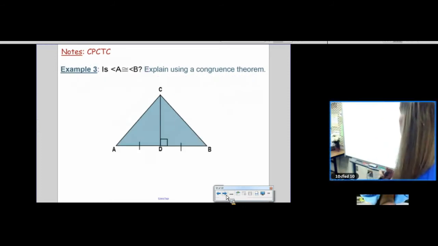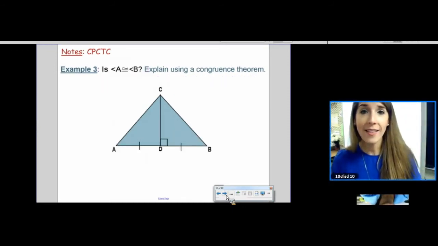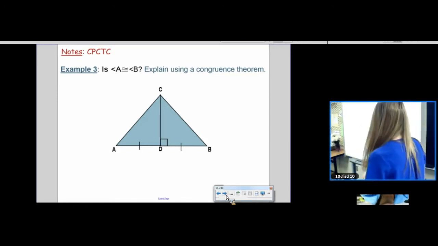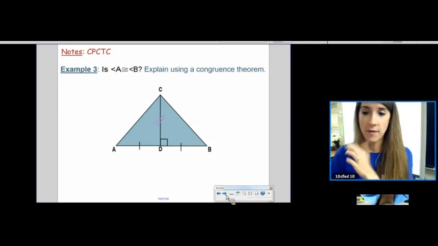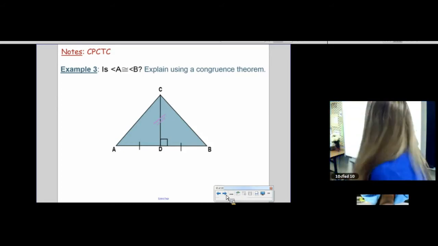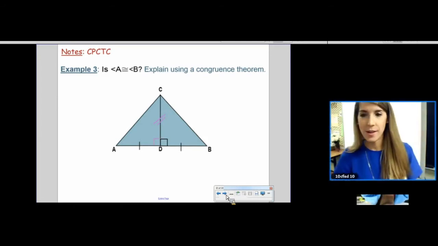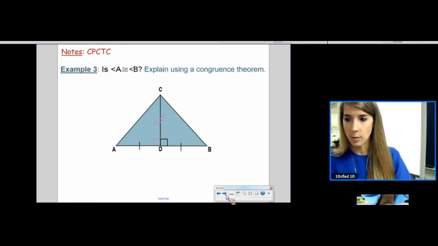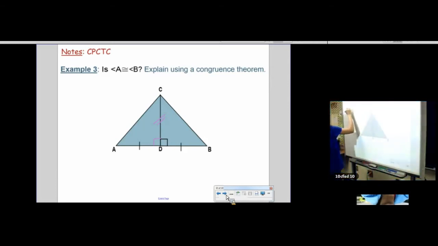Okay, let's try another one. Is angle A congruent to angle B? We don't know yet. Let's investigate. We are the investigators. I'm going to add tick marks because of the reflexive property of equality. Then I notice I can also add a right angle actually, because we know that a straight angle has 180 degrees, linear pair.